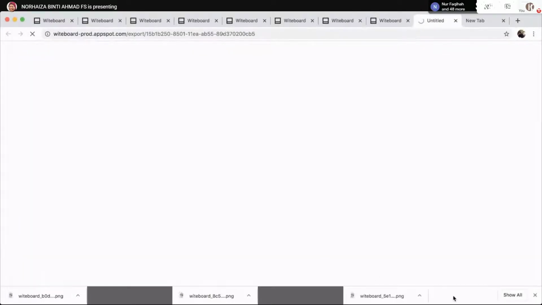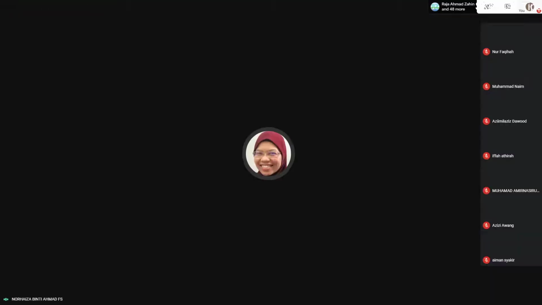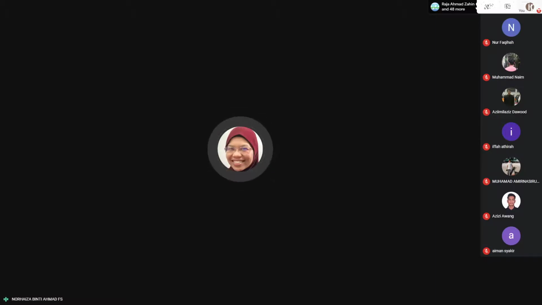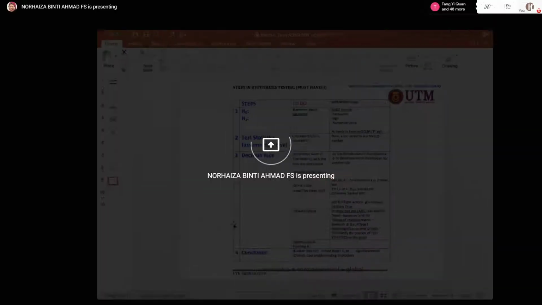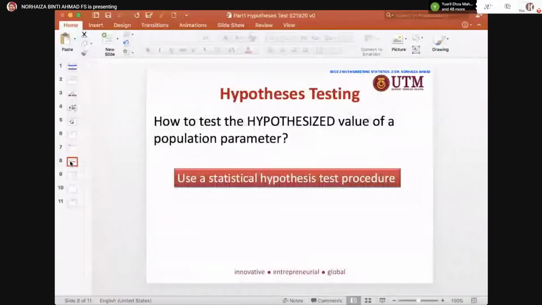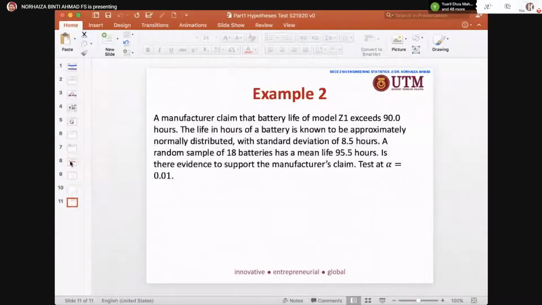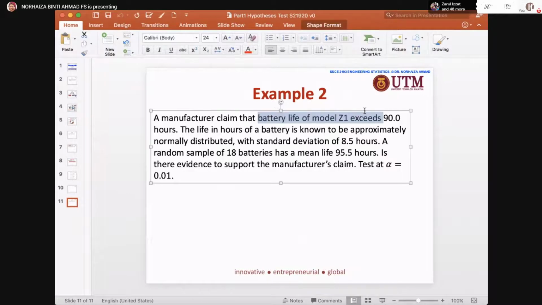Now that's a variation for the question. In the question before, you have mu equals to 90, but there's a possibility that mu will not be equals to 90. Mu will be something else. So for example, what about this one? I have the same question here, but now I'm going to use exceeds. Battery life of model exceeds 90 hours.